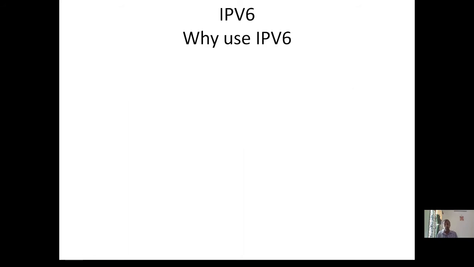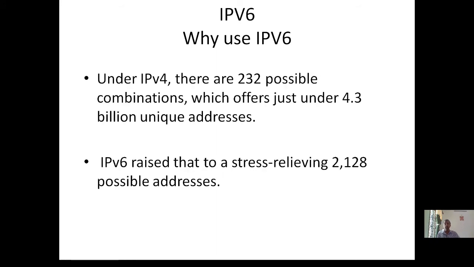Next, IPv6. First we think about why we use IPv6. IPv4 has only 2^32 possible combinations, which offers just under 4.3 billion unique addresses. The number of internet users is growing, so we need more addresses. Thus we use IPv6, because the number of internet users is increasing day by day.